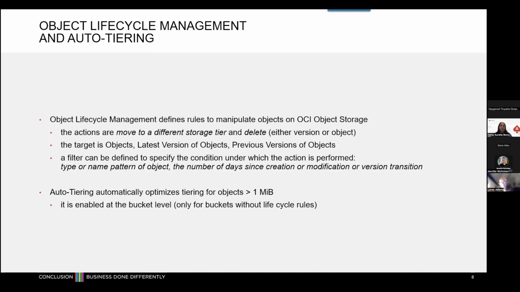When you enable auto-tiering on a bucket, only for buckets that don't have lifecycle rules, then objects larger than 1 megabyte will automatically be moved to a lower access tier if they are not accessed frequently. So you will automatically save money by just switching on auto-tiering. What's stopping you? And maybe nothing is stopping you, and you're already doing it, of course.